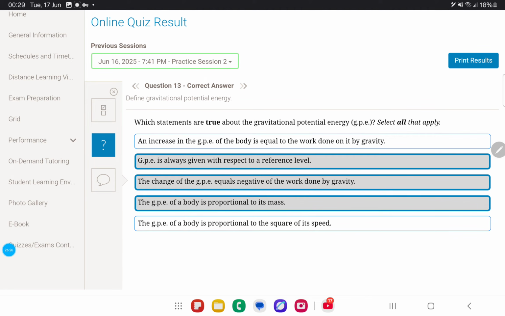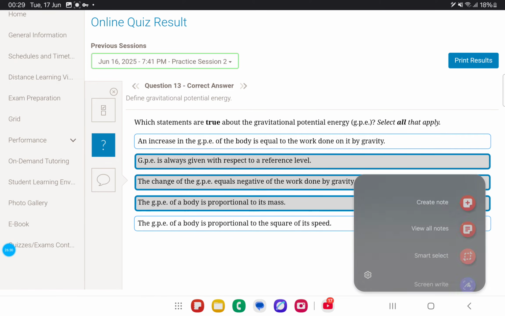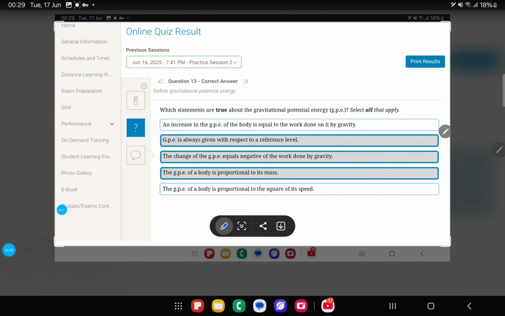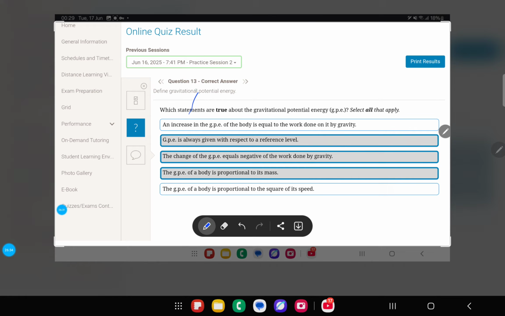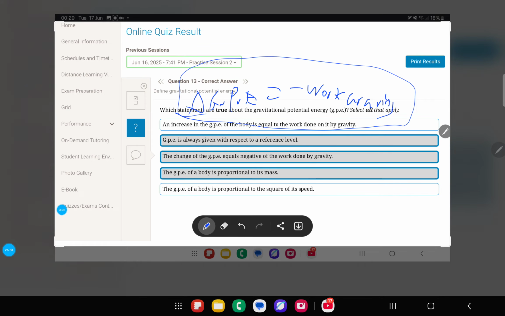Now for the second one: the change of the GPE equals the negative of the work done by gravity. What does this mean? Basically, they're saying delta gravitational potential energy equals the negative of the work done by gravity. These two are always opposites. I mean opposite in sign, not in value.